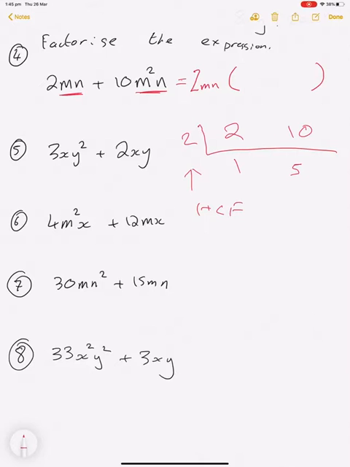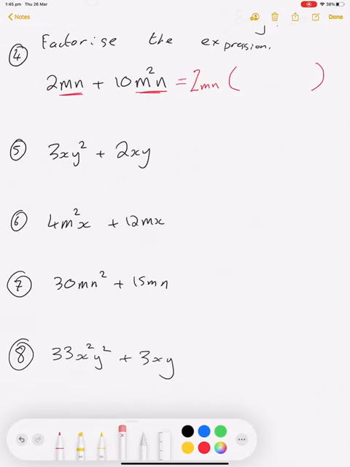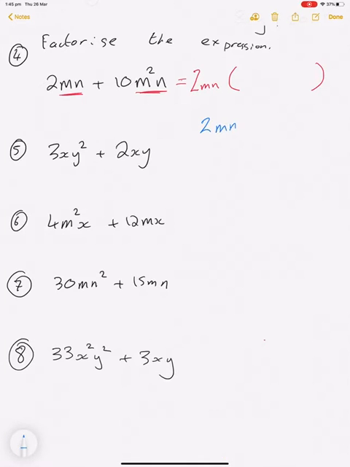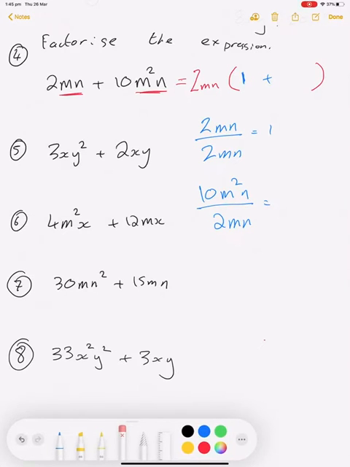We now need to divide out by our highest common factor. Let's do that in blue. 2mn divided by 2mn just gives 1. And we have 10m squared n divided by 2mn. Well, 10 divided by 2 is 5.